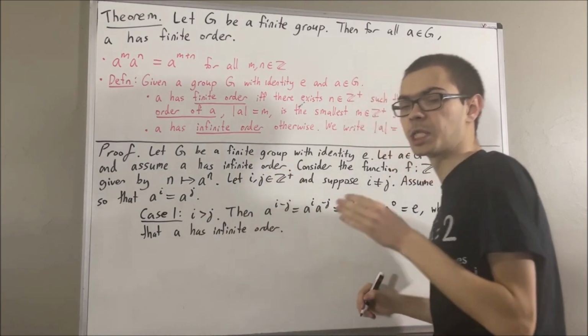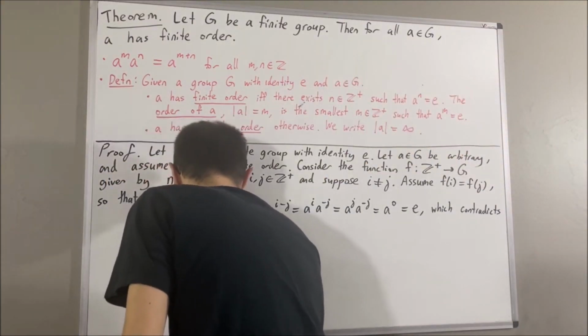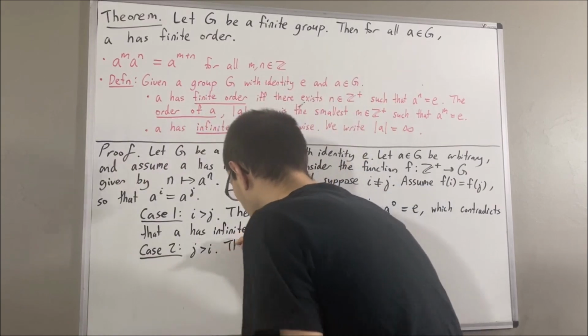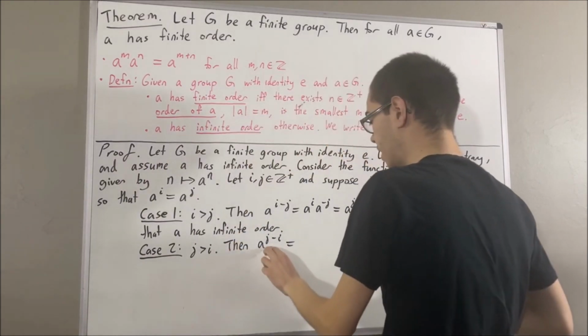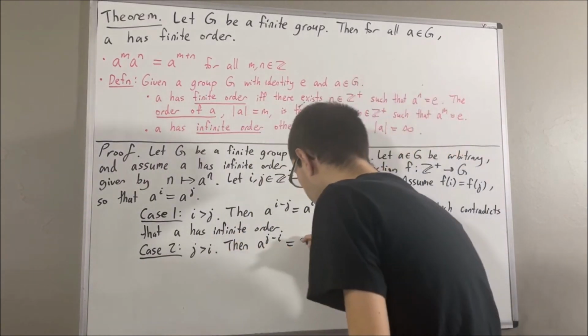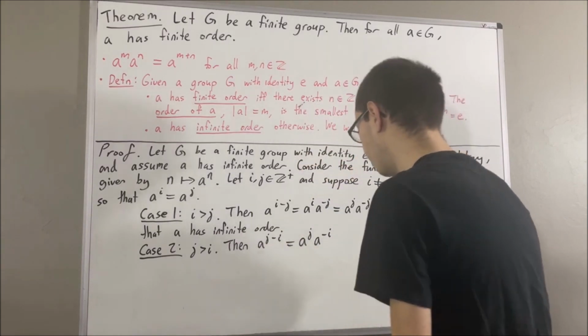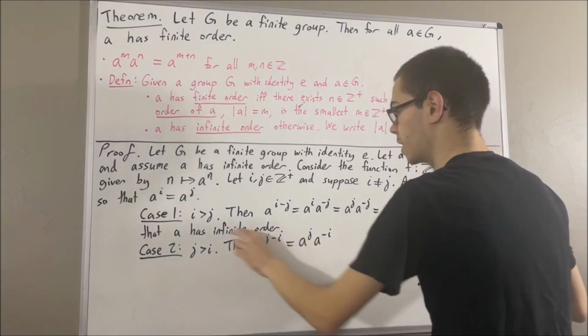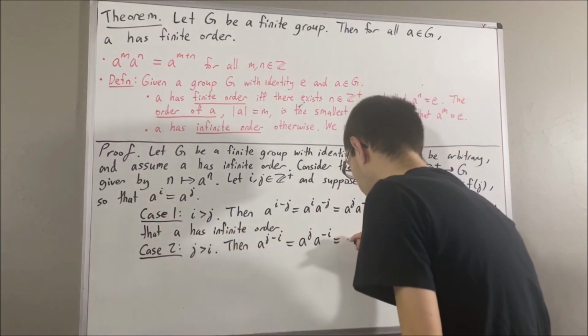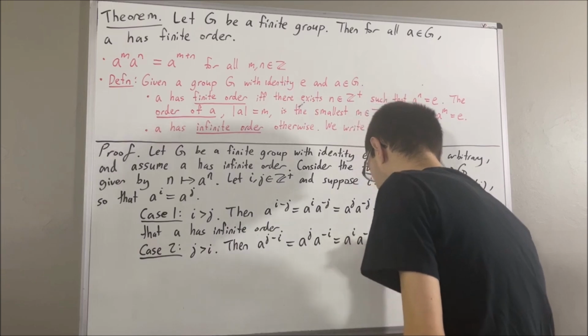Now let's consider the case j is greater than i. Well then, what happens in this case? Well, if we compute a to the power of j minus i, we know that this is just a to the power of j times a to the power of negative i. But then we know that a to the power of j is equal to a to the power of i. So this is just a to the power of i times a to the power of negative i.